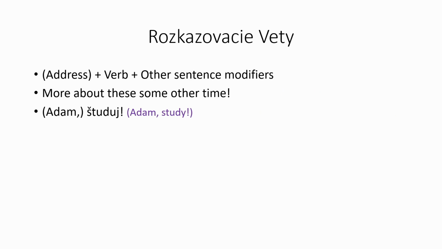Now to imperative sentences. Rozkazovacie vety. The word order here is kind of the same as with questions. You have the address, first of all, then the verb, and then everything else. We're going to talk more about these some other time because they do have some special rules in Slovak. But for example, študuj, study, or Adam študuj.